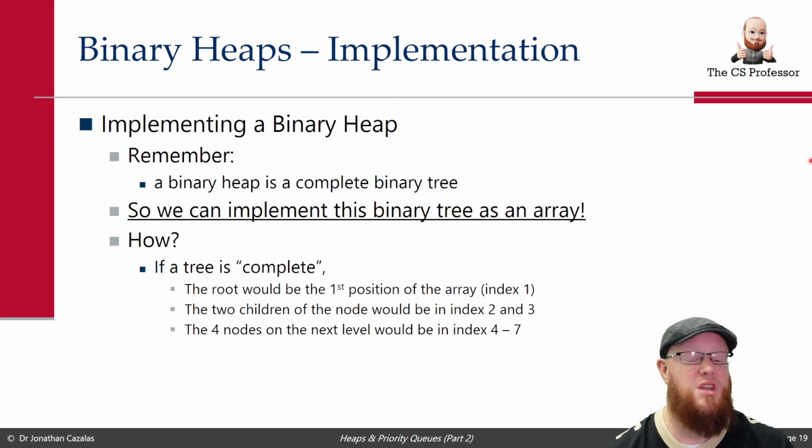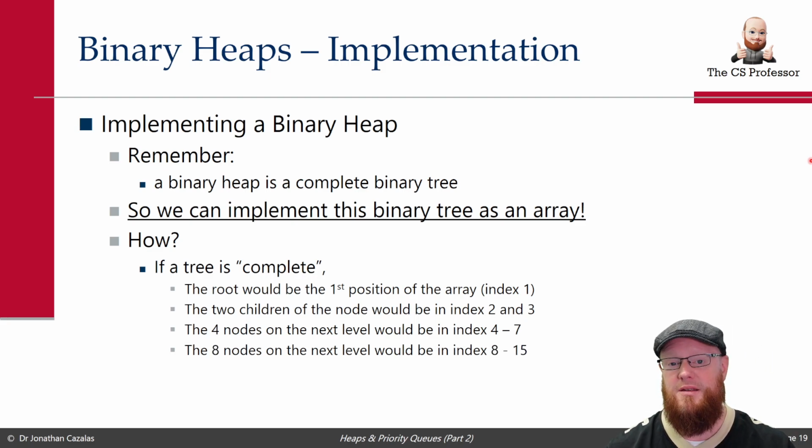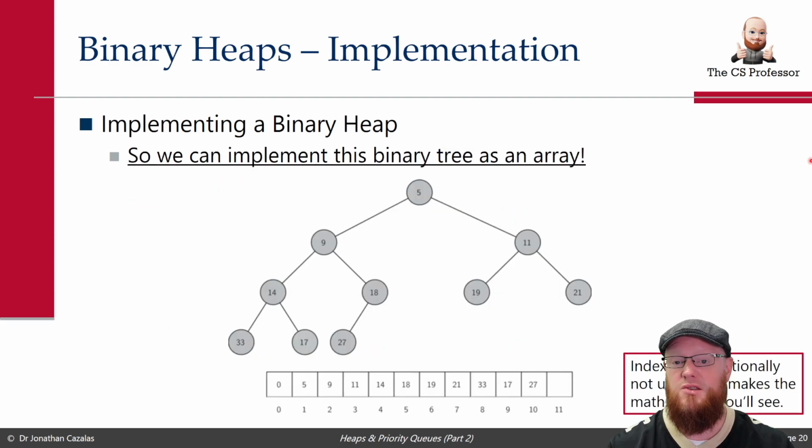Well, the four nodes at the next level, they go at index 4, 5, 6, and 7. And then the 8 nodes at the next level, they go at indices 8 through 15 and so on. Consider this tree here. The 5 goes at index 1. The 9 and the 11, they both go at index 2 and 3. Then the 14, 18, 19, 21, they go at the next four positions. And the next three go at the next three positions, 8, 9, and 10.